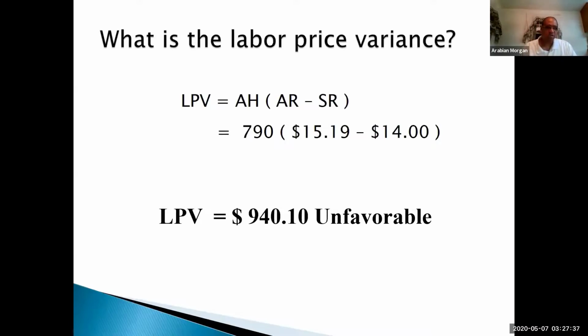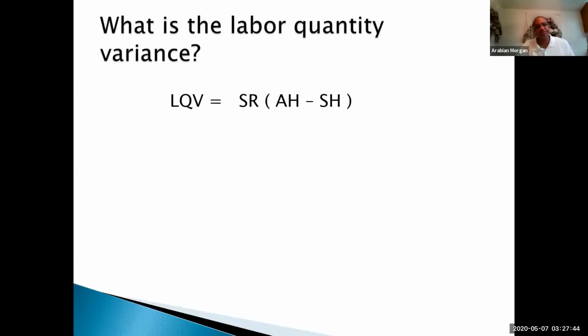Okay, let's look at number 5. What is the labor quantity variance? Our formula for the labor quantity variance is as follows: standard rate times the actual hours minus the standard hours. And if we just plug in our variables, here's what we get. I'm going to let you guys take it from here and tell me what this final answer is. So I'll look in the chat room to see what you guys come up with.